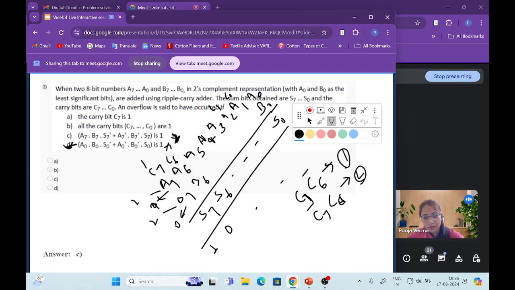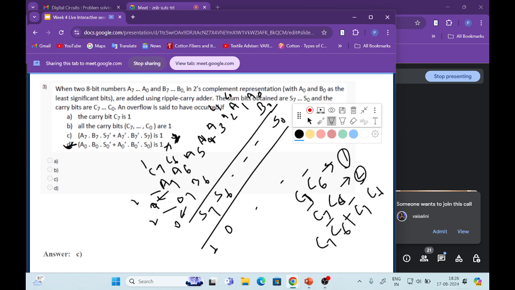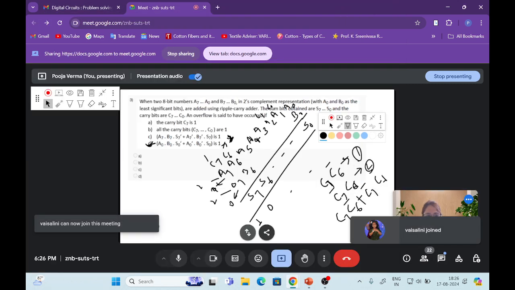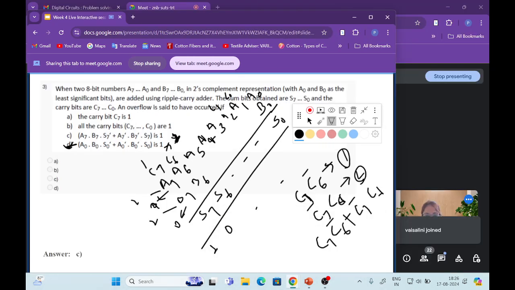If we combine these two equations, what will we get? C7 C6 dash plus C7 C6, right? Because only in the last digit can we get the carry. From the last digit the overflow can occur, so these two we need to take care of in order to detect the overflow.